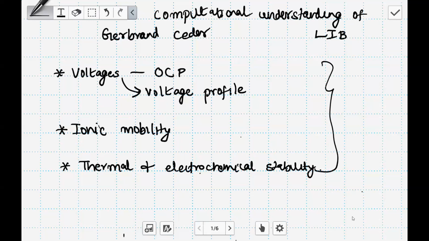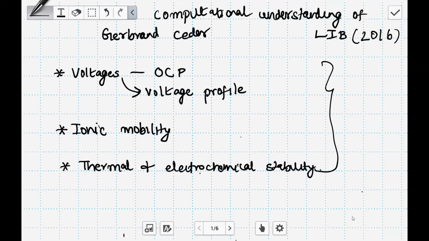So how do you calculate voltages, voltage profile? We do this in our lab. We experimentally measure the voltages and experimental voltage profile. We also computationally model them, and then ionic mobility. Again, this is a very important question. We've done some work on this, and this is also an important question. This paper was published, I think, in 2016. So this is fairly recent, I would say.